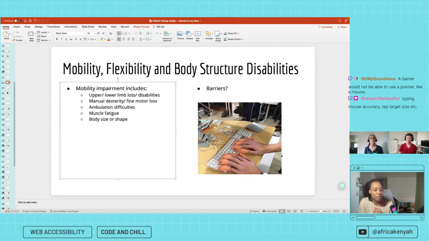That's actually something we should talk about in way more detail, but we probably don't have much time to do today. And we will be talking about it, especially as we start coding, things like tap size. How do we think about tap size? How do we think about using the keyboard and things like that? So Brandi, take it away.